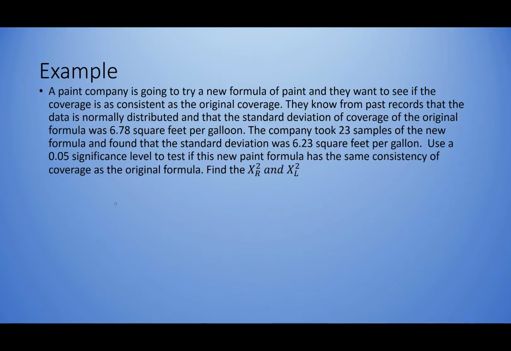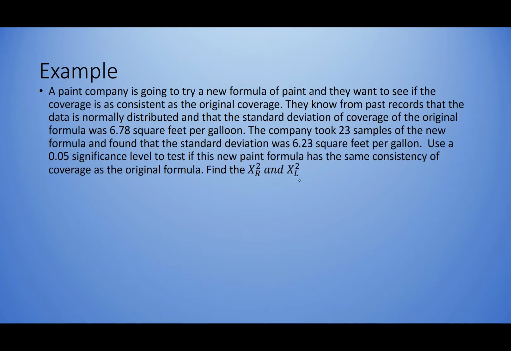We have a paint company and they're going to try a new formula of paint, and they want to see if the coverage is as consistent as the original coverage. They know from past records that the data is normally distributed and that the standard deviation of coverage of the original formula was 6.78 square feet per gallon. The company took 23 samples of the new formula and found that the standard deviation was 6.23 square feet per gallon. Use a 0.05 significance level to test if the new paint formula has the same consistency of coverage as the original formula. Then find our chi-squared right and our chi-squared left value.